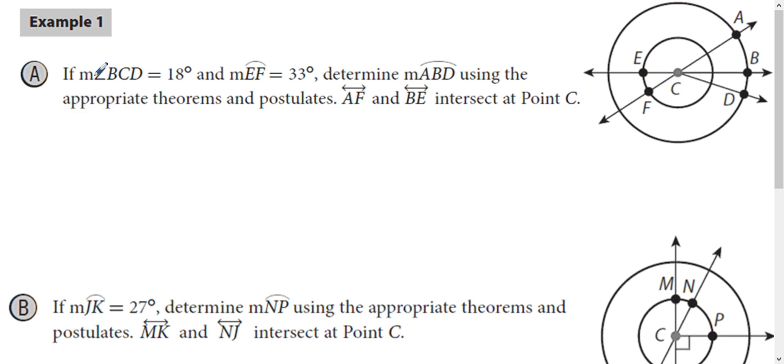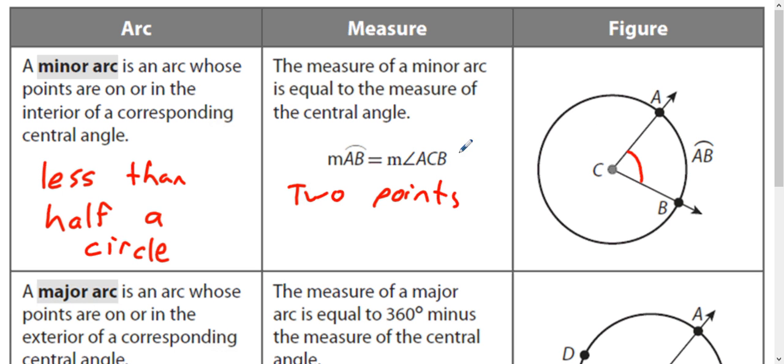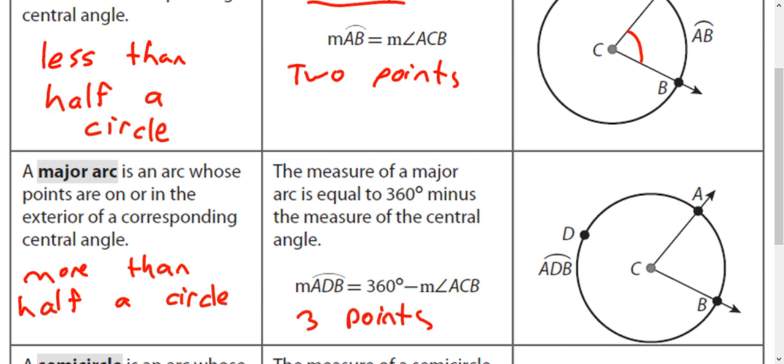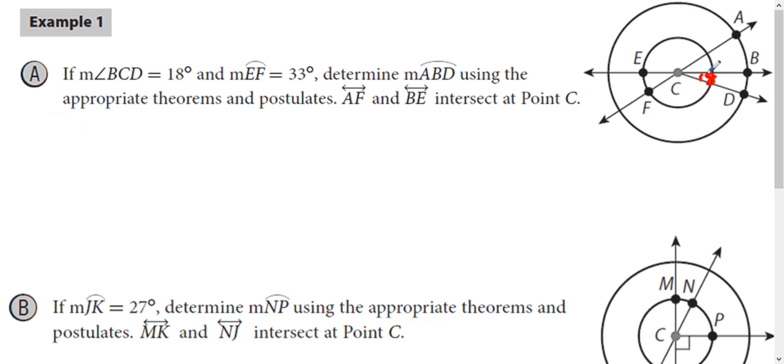So, measure of angle BCD is 18 degrees. Let me go back to this for a second. The measure of an arc is equal to the central angle. So whatever this angle is in the middle, that's the measure of that arc. The measure of a minor arc is equal to the central angle. So since this central angle right here is 18 degrees, that means this arc is also 18 degrees. We're also told that arc EF is 33 degrees.